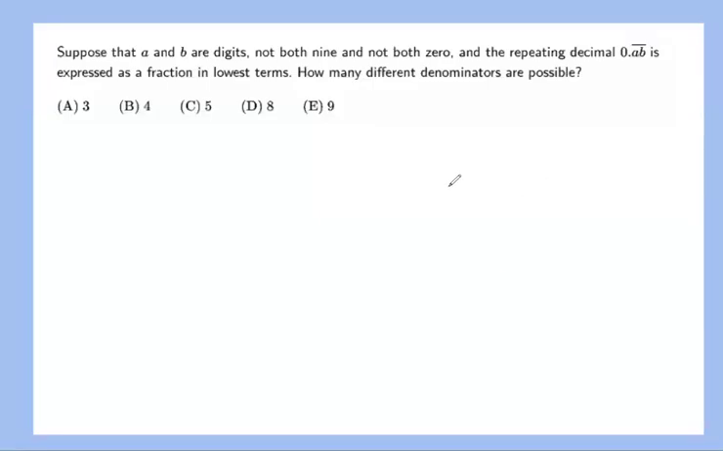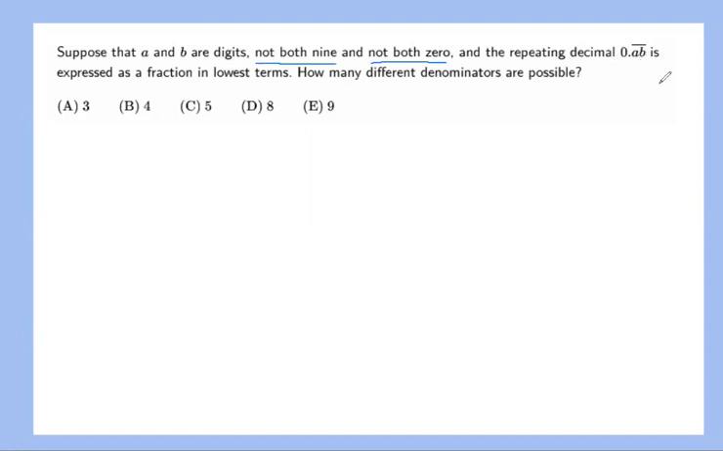So we have another AMC 12 problem. This was number 20, which is meant to be a bit challenging, but we'll see if this is going to be the case. Suppose that A and B are digits, not both 9 and not both 0. So just keep this in mind.